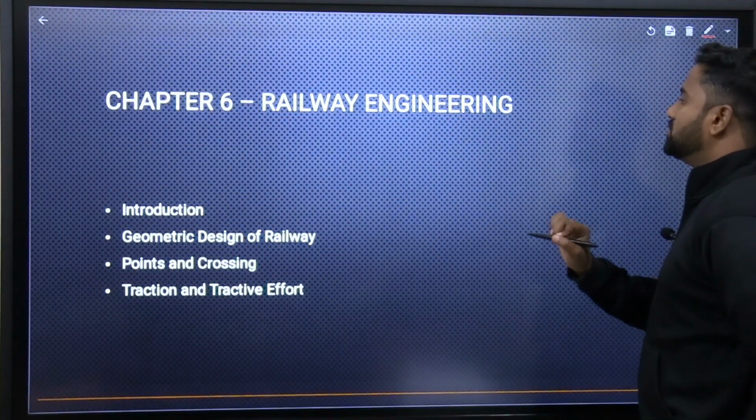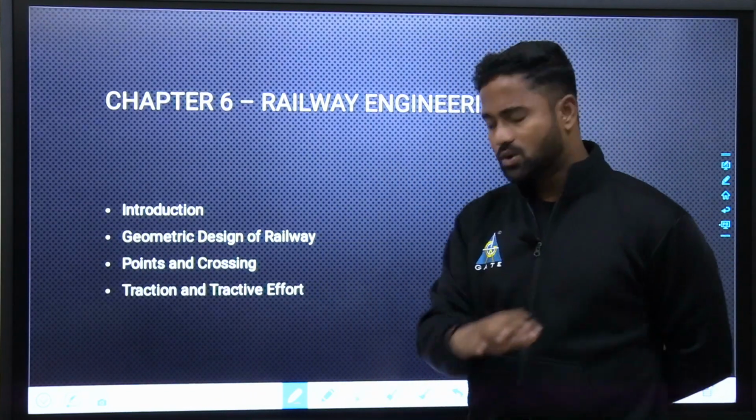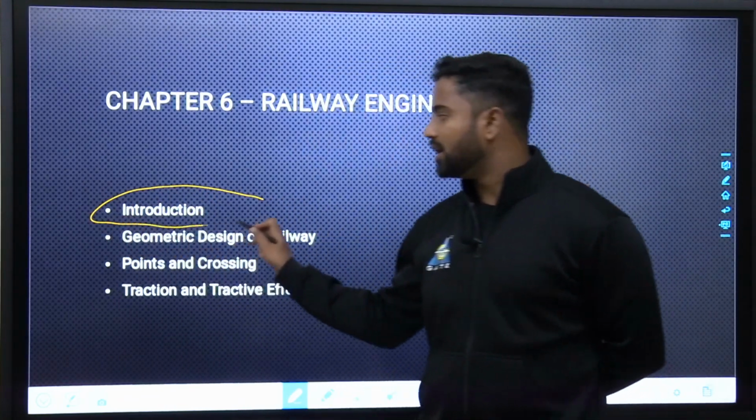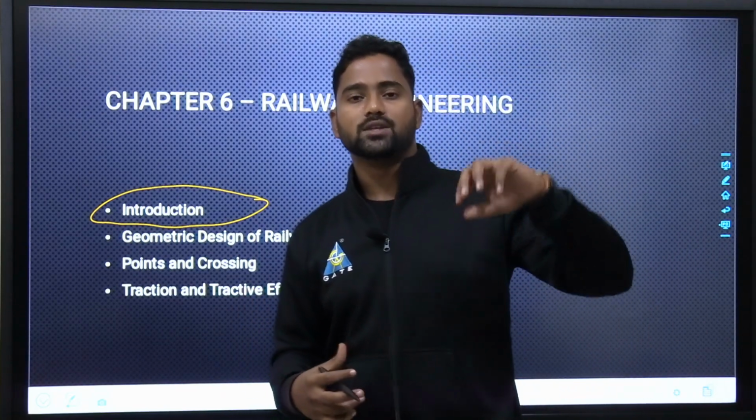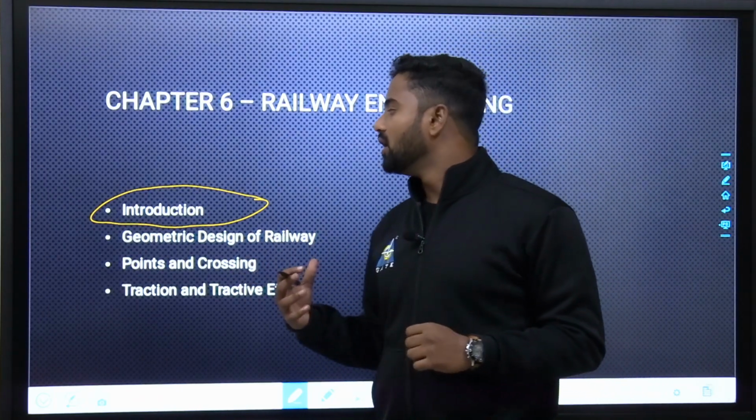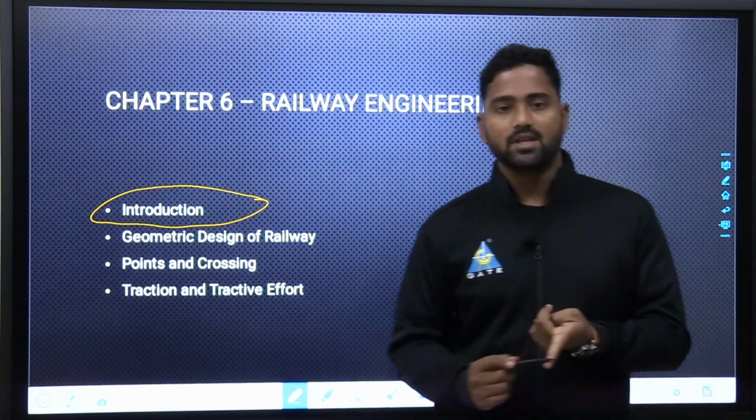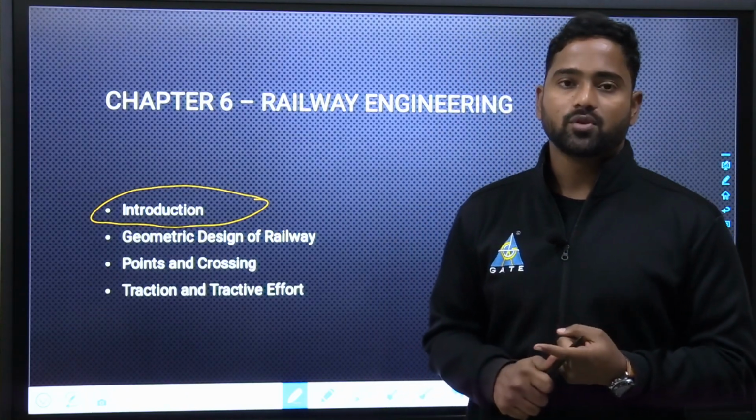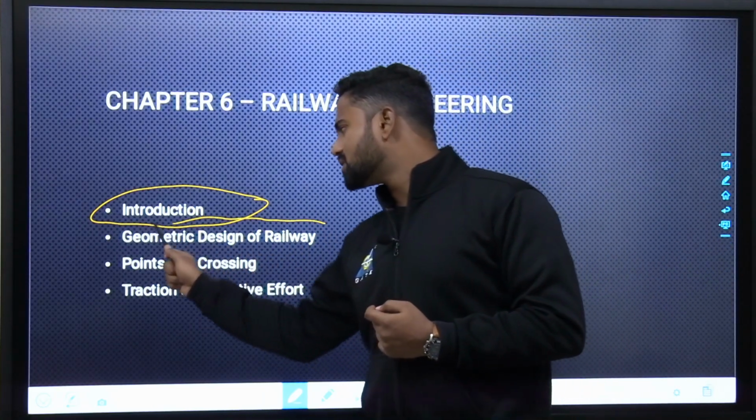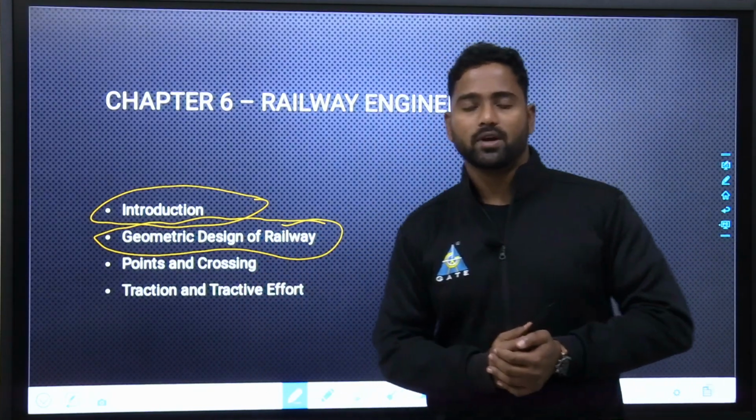Next one is railway engineering. Railway and airport engineering are vast topics, but I'll be discussing only from the exam point of view. In the introduction, we'll see the different types of rails and the gauge distances: broad gauge, narrow gauge, medium gauge, and the other types. After that, we'll discuss the geometric design of railways, like what the speed should be, what the cant should be, and what types of transition curves you are going to provide. It's the same as the geometric design of highways. Cant means super elevation only.